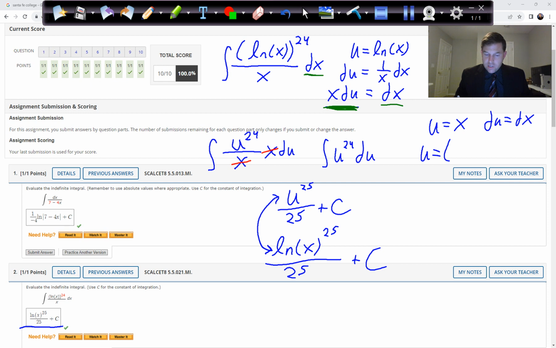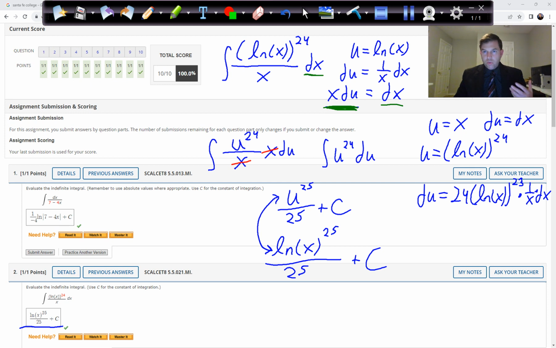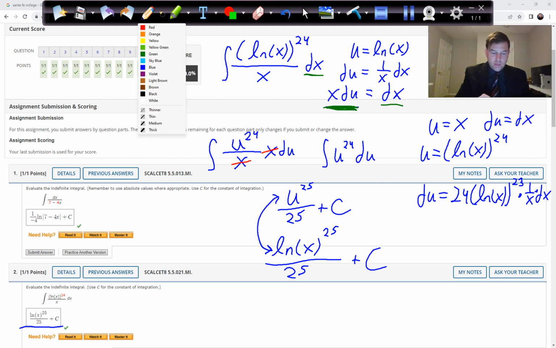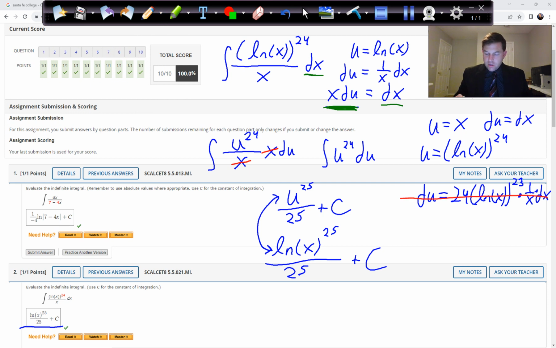They'll say, oh, u is this entire thing, natural log of x raised to the 24th power. Well, the derivative of that is 24 natural log of x raised to the 23rd times the derivative of the inside, which would be 1 over x, times the derivative of x. Basically, it's getting worse. It's getting more complicated. And oftentimes that's a giveaway: if things are getting more complicated as you go, you probably picked the wrong thing. So these would be incorrect choices for u and then du.